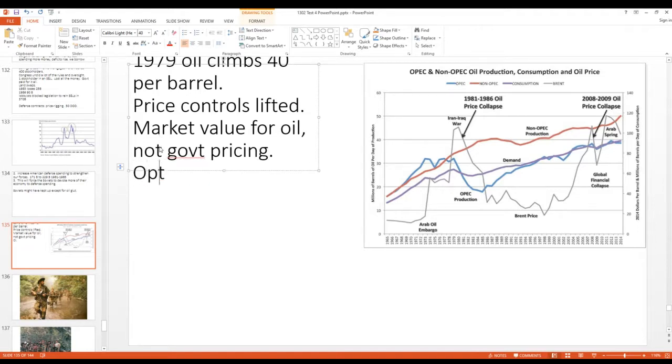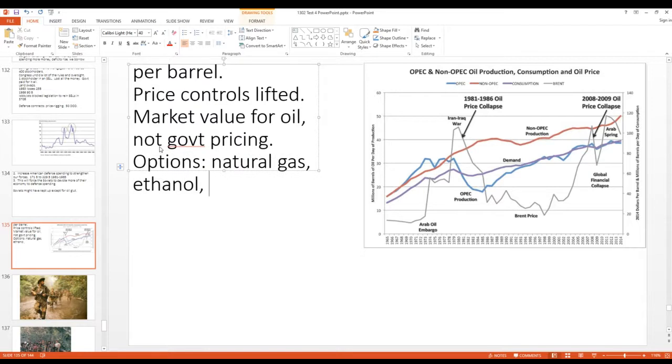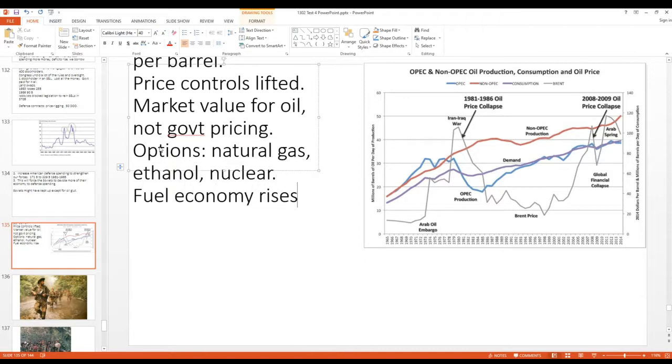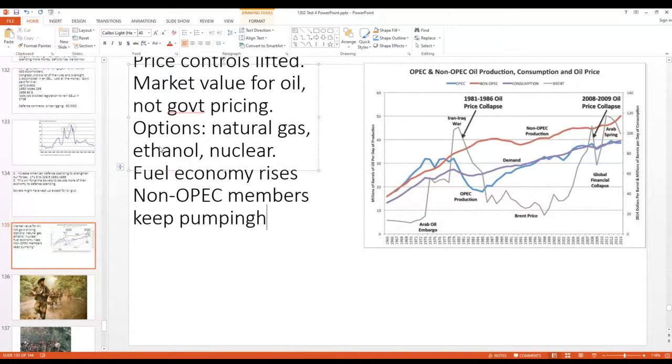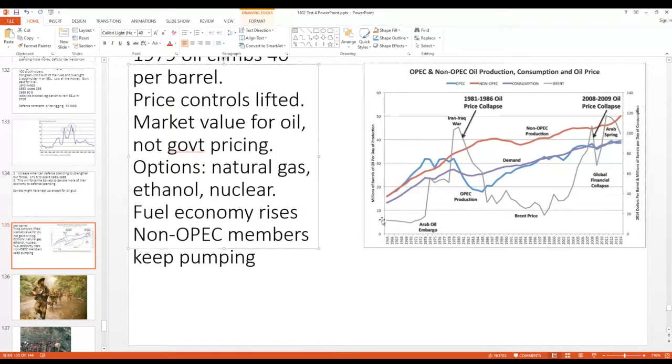Second, options. Natural gas, ethanol, nuclear, all right? Fuel economy rises, okay? Non-OPEC members keep pumping the oil. You can see here, OPEC, this blue line, tries to turn off the oil to raise prices. But the non-OPEC countries just keep on pumping away. And so this attempt to force prices higher doesn't work, even as demand somewhat stays even.